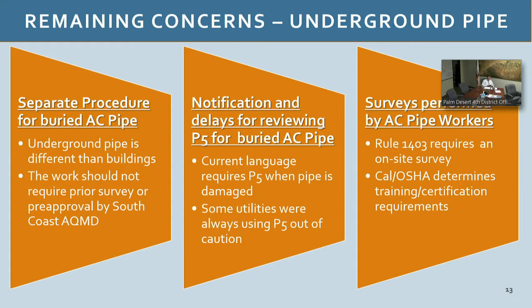We've discovered from our working group process that some utilities have always been using these Procedure 5s. As I'll mention in the next slide, we figured out a way that will allow people to use other work practice procedures so they can get to that work faster. And then another big concern is one on surveys. I mentioned in my previous slide that we've added another category of folks who are qualified to do asbestos surveys. We're hearing from the utilities that they want to have folks who have what we call asbestos cement pipe worker certification be qualified to do these surveys.